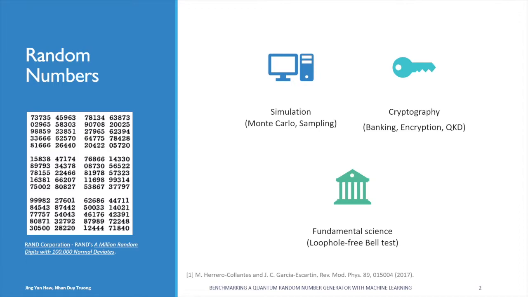Firstly, in simulations, scientists use random numbers to solve complex problems by averaging over random instances and to perform random samplings for statistics. For cryptography, random numbers are required to ensure that the secure keys are drawn randomly for critical applications, such as banking, encryption, and of course, protocols such as quantum key distribution. Finally, for fundamental science, experiments such as loophole-free Bell tests will also require randomness that is uncorrelated to the setup.